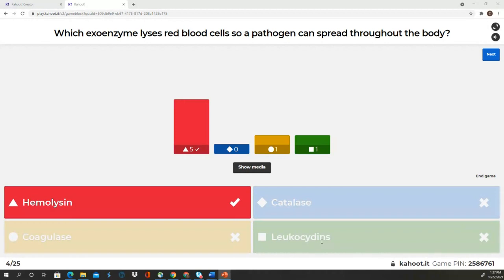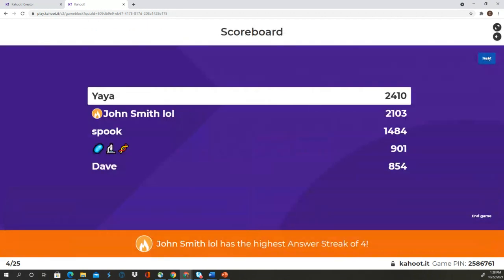And then leukocidins, I think I spelled that wrong. Yeah, the Y should be an I. Leukocidins are produced in order to destroy certain white blood cells. Leuco is like leukocyte, which is a white blood cell, which is an immune cell. All right, good job, y'all.